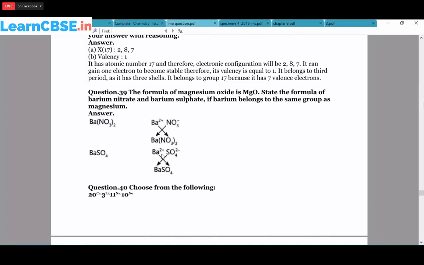Next one is the barium sulfate. So barium again is present in group 2, so it's having the valency +2. Sulfate is having a -2 charge. So both the numbers are the same, so the 2s cancel each other. So BaSO4.